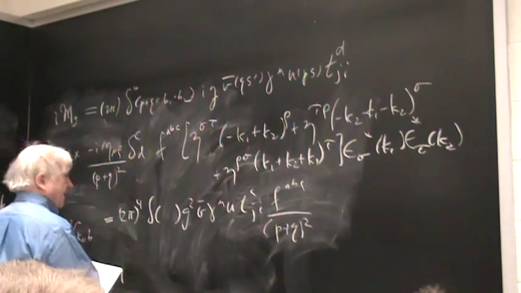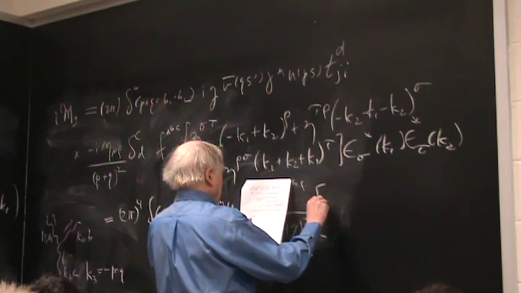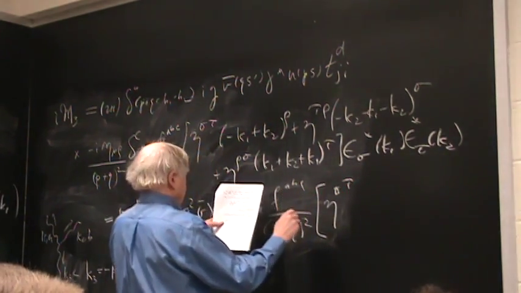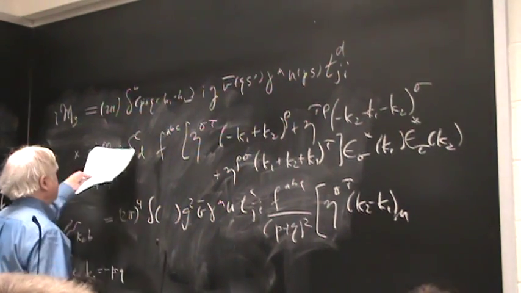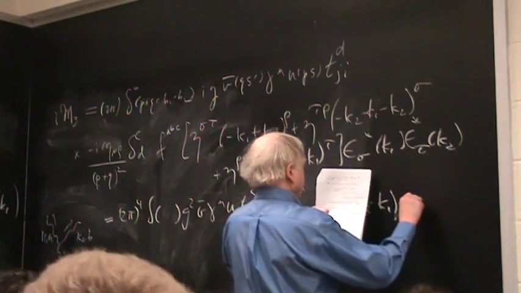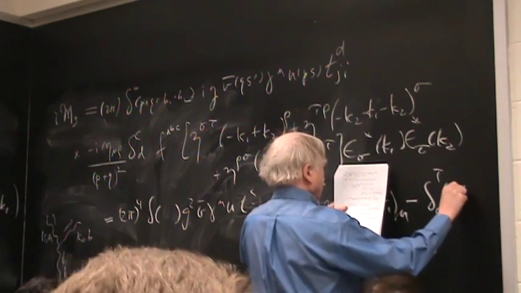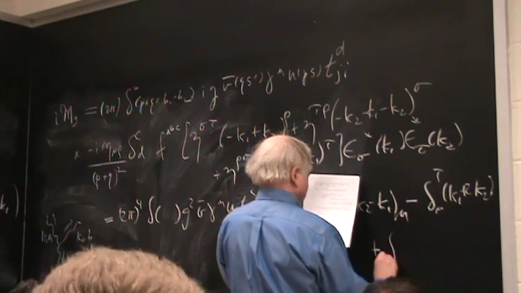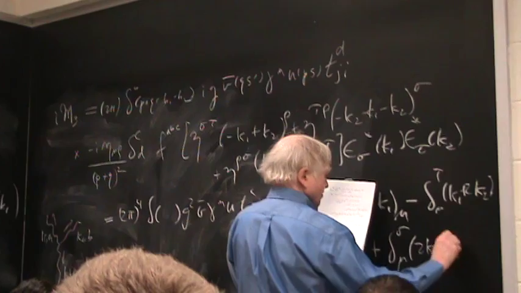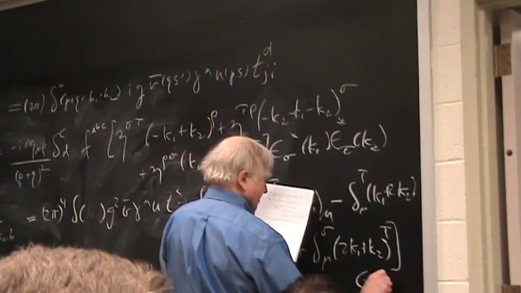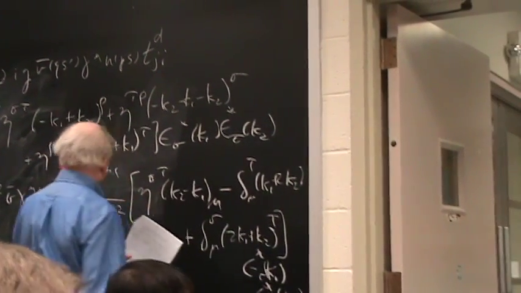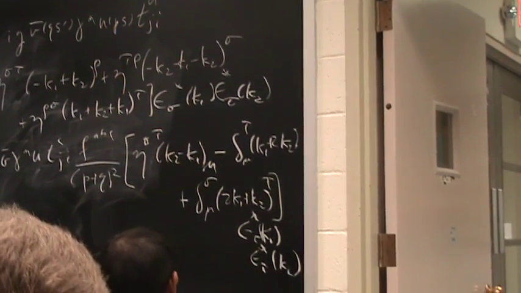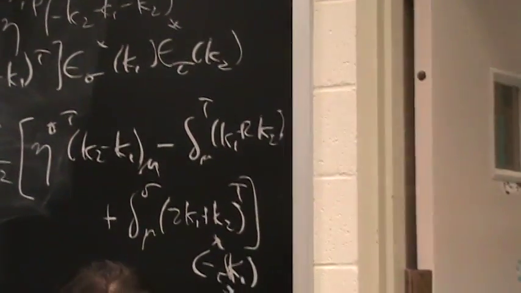Now, what about all these other terms? Well, what we have then is eta sigma tau, and this is K2 minus K1 mu. I'm using this delta and that eta, and then minus delta tau mu, (K1 plus 2K2), plus delta sigma mu, (2K1 plus K2) tau, all that times epsilon sigma K1 star epsilon tau star K2. Okay, well, indeed, after you contract it, this gives you that. So it works.